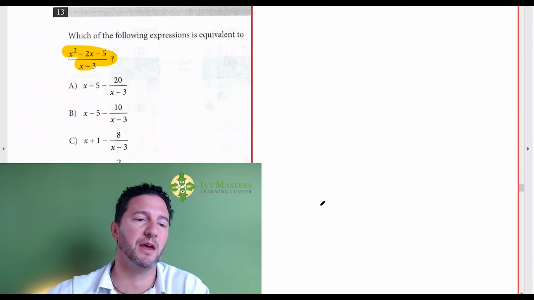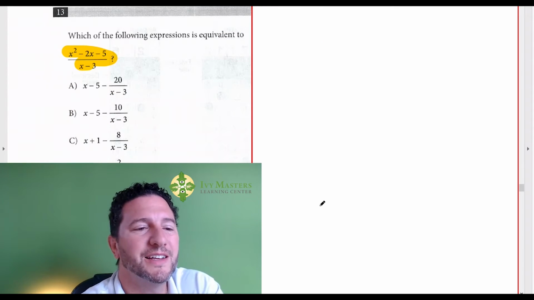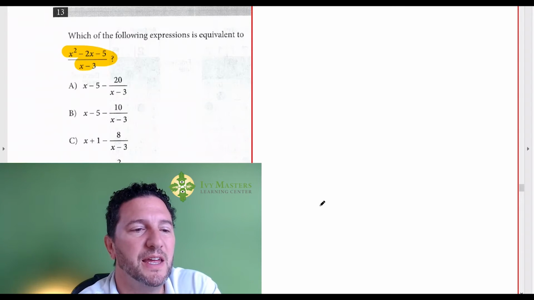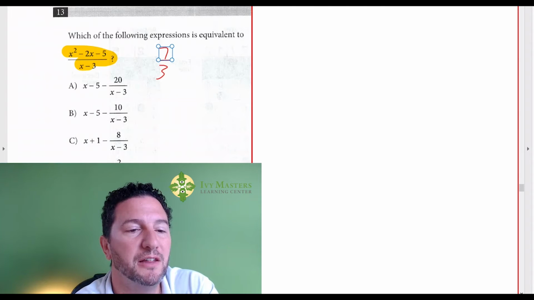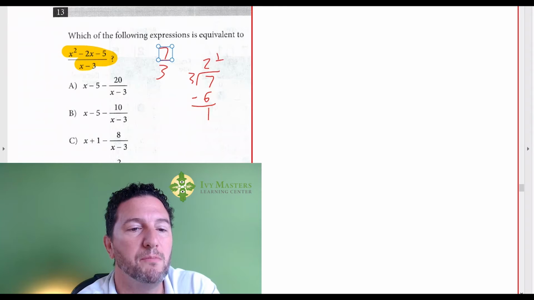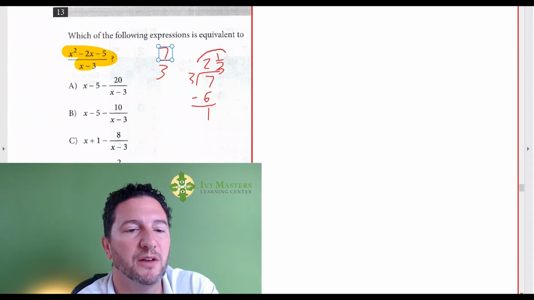So that is the quote-unquote tips and tricks, strategic approach to this question. How would you do this in math class? Well, in math class, this looks like an improper fraction. It looks like 7 over 3, and the answer choices look like mixed numbers. Notice if I divide 3 into 7, it goes twice, I multiply, I get 6, I subtract, I get 1. And what we'd call the remainder goes on top of the number outside the house, so it's 2 and 1/3.